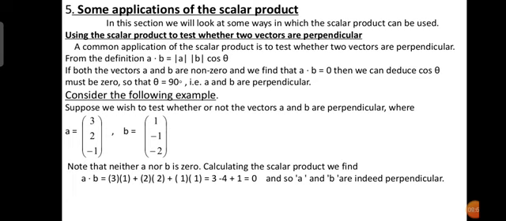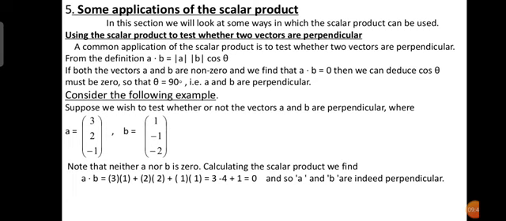A common application is to test whether the vectors are perpendicular, from the definition A dot B equals modulus of A into modulus of B into cos theta. So if both vectors A and B are non-zero, and we can find A dot B as 0, we have just familiarized with the property: if two vectors are perpendicular, A dot B is 0. So how will you get A dot B as 0? We can deduce cos theta from that equation.